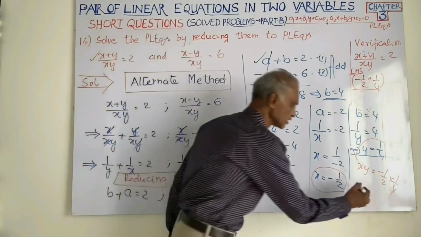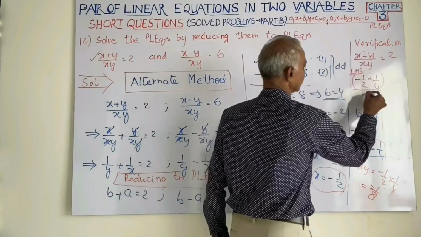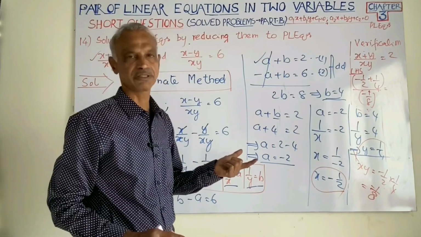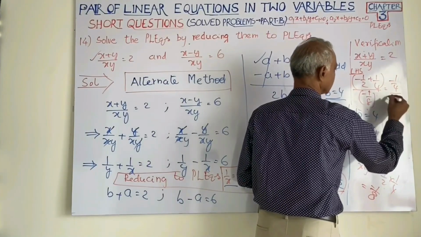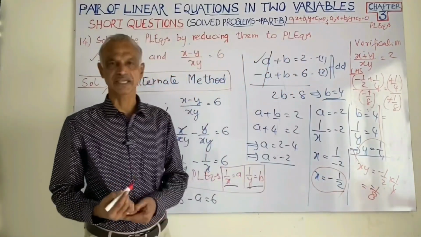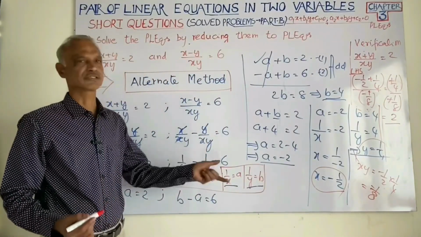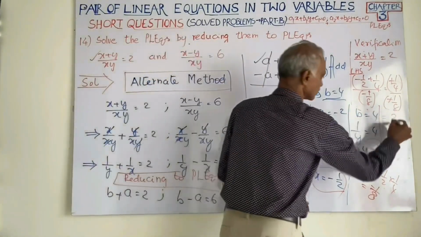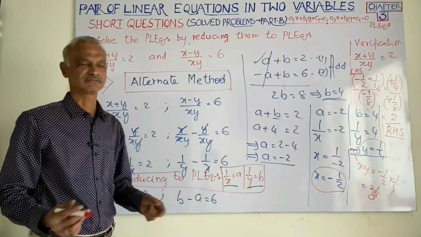You will get minus 1 by 8. Substitute the value here: minus 1 by 8. Then plus 1 by 4 minus 1 by 2 gives minus 1 by 4, divided by minus 1 by 8. The minus signs cancel: 1 by 4 by 1 by 8. You will get 2. This is the answer. Yes, our answer is true: x is equal to minus 1 by 2 and y is equal to 1 by 4. Yes, this is RHS. When we take LHS and get RHS, it is verified.